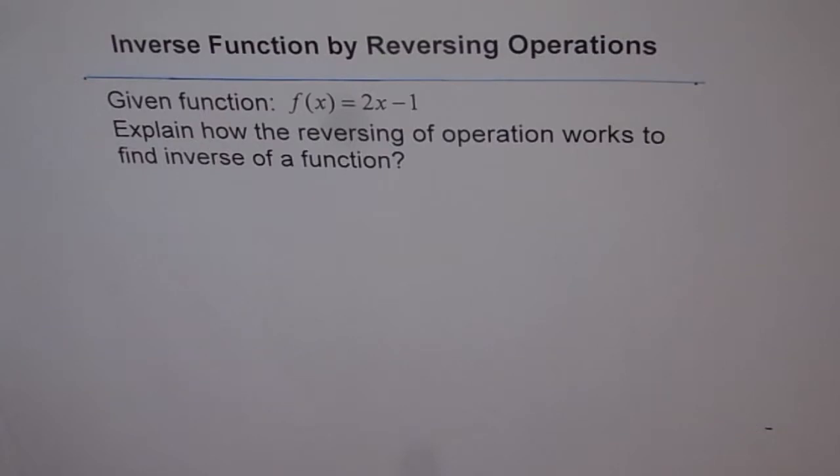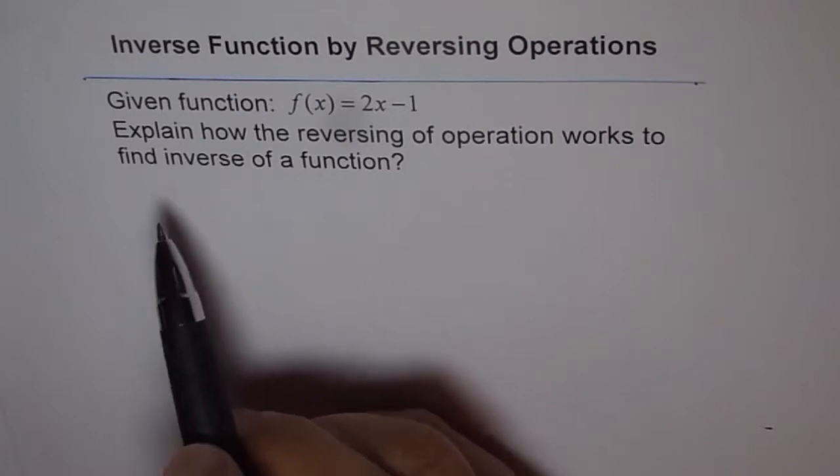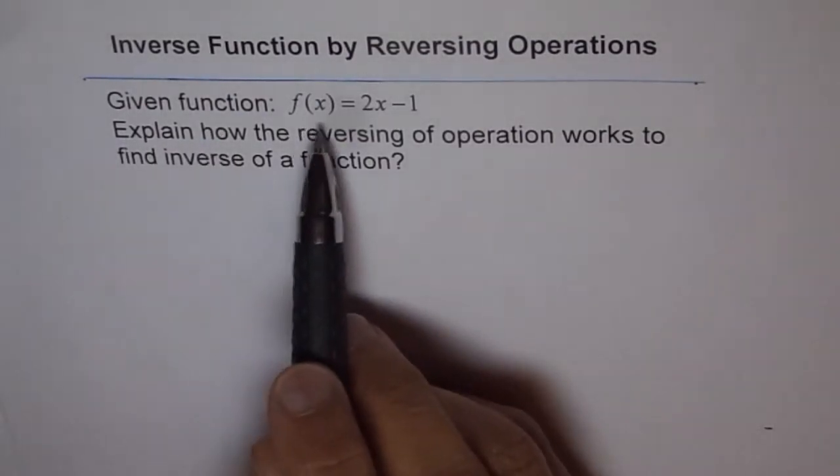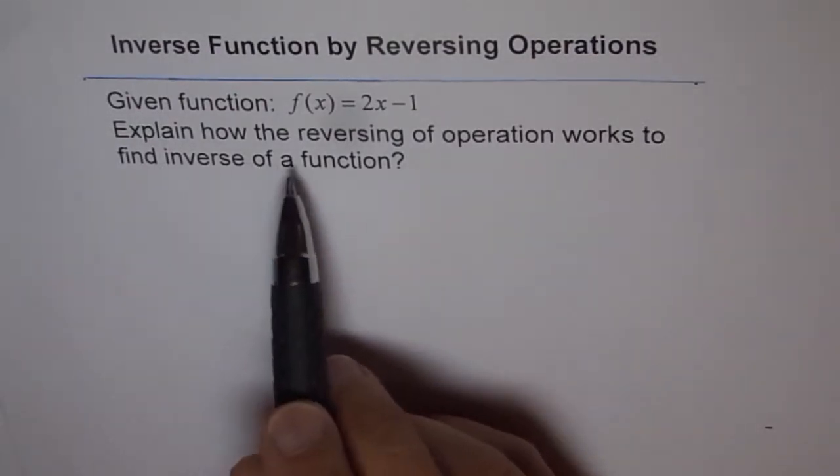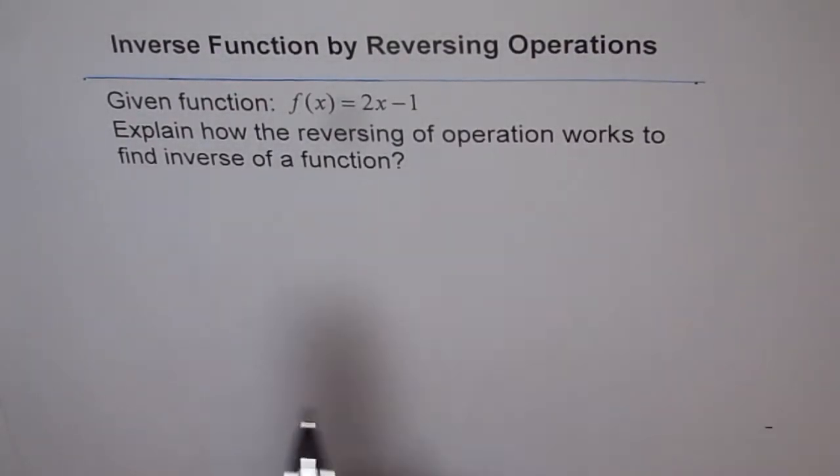And before getting into those details, let me show you how really reversing operations work, right? Then you'll get appreciation of what we are really trying to do. And I hope you will enjoy the rest of the videos and be an expert on inverse functions. So here we have taken a very simple example. It says given function f of x equals to 2x minus 1. Explain how the reversing of operations works to find inverse of a function.